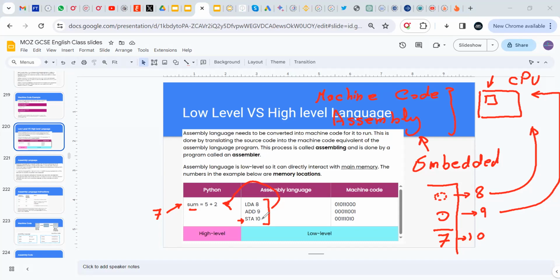You see here, he doesn't say we have a label called sum here. He actually has to deal directly with the addresses of the memory, and that is troublesome in itself.